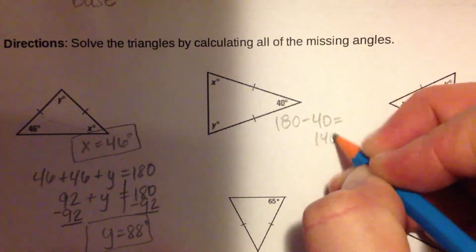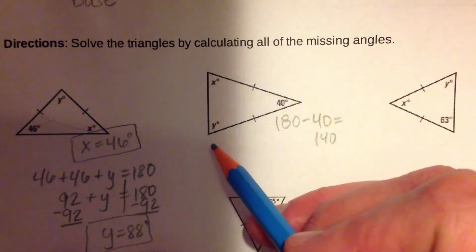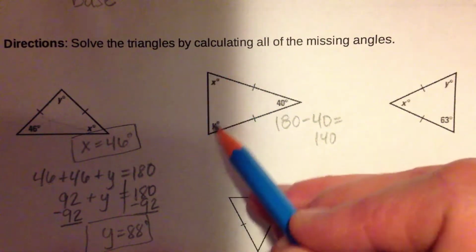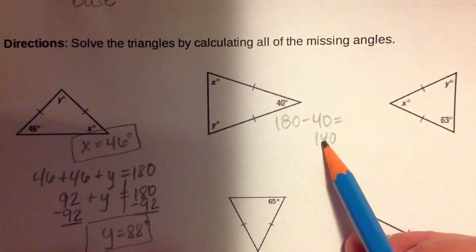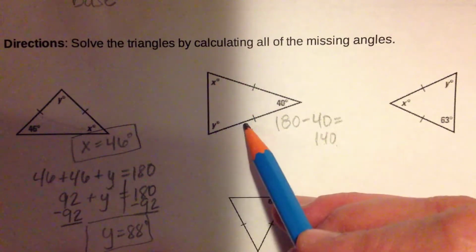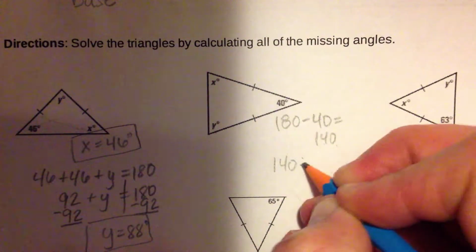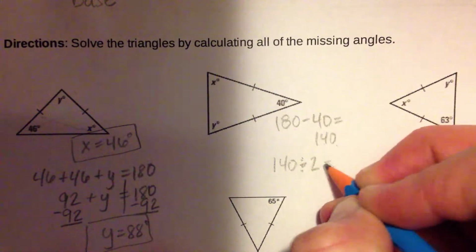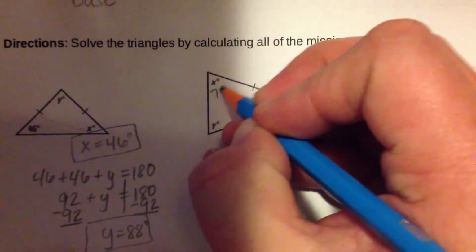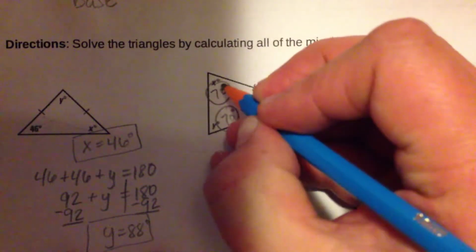that's 140 degrees. So now I have 140 degrees left to use amongst two angles. Remember, these two angles are exactly the same measure. So if x and y are the same measure, and they add up to 140 degrees, all I'm doing is splitting 140 degrees into two angles. So 140 divided by 2 is 70 degrees. In this case, x is 70 and y is 70. They're both the same, they're congruent because they're base angles.